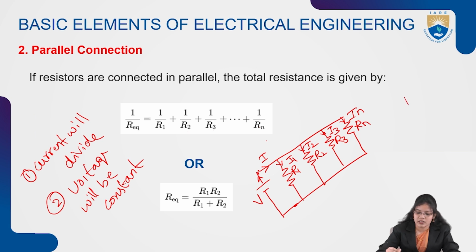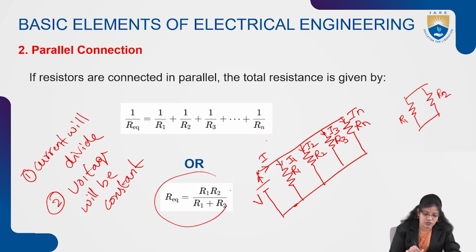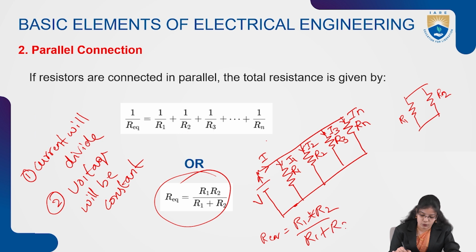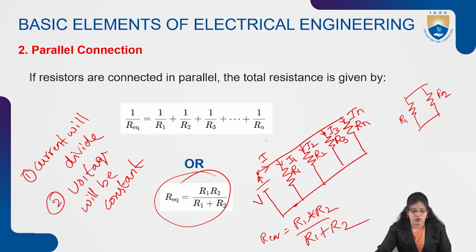If two resistances are connected in parallel, we use the formula with R1 and R2: R equivalent equals R1 into R2 by R1 plus R2. This is the formula we have to use while calculating the parallel connection.